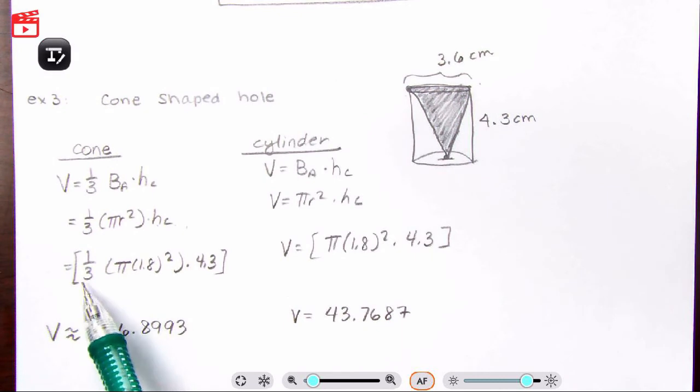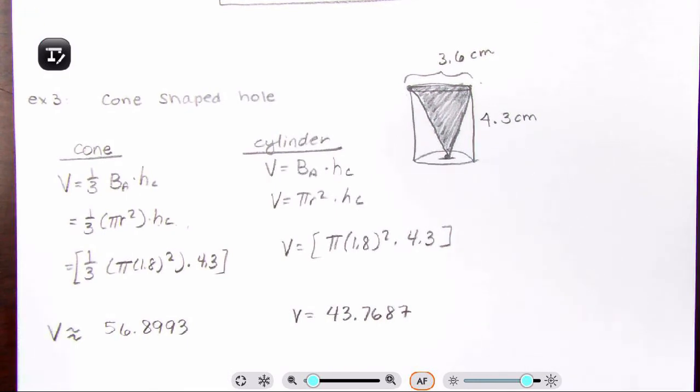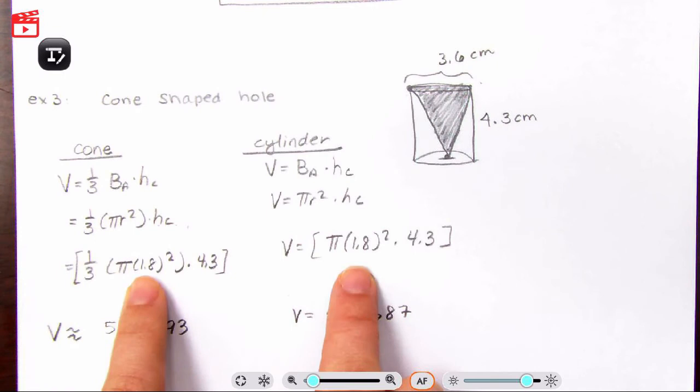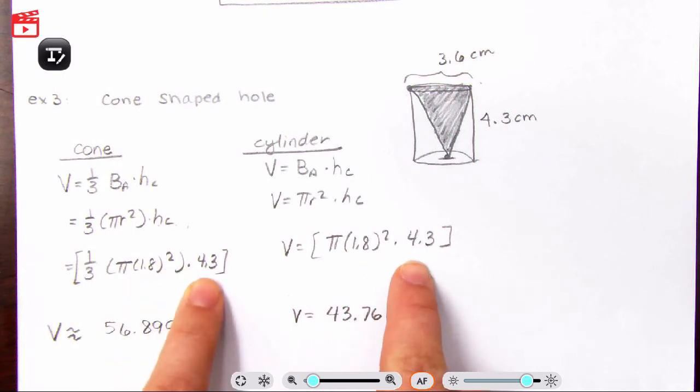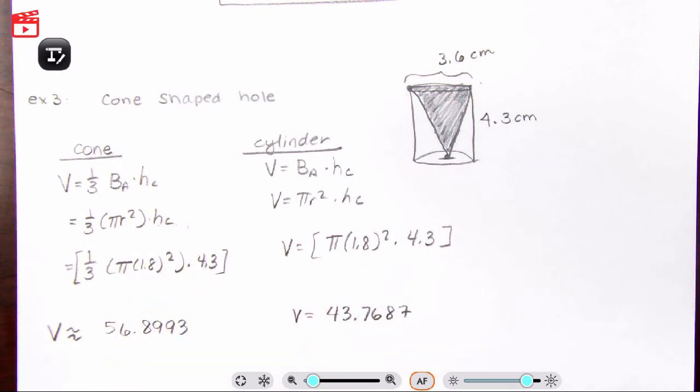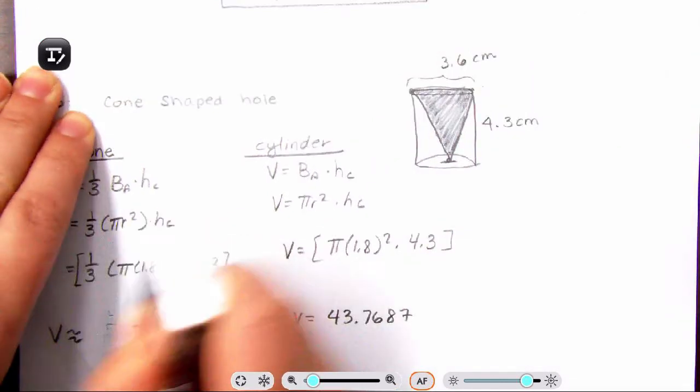I know that a cone is 1/3 of a cylinder, but my cone ended up being larger. So now let's do some detective work and figure out what went wrong. I have my pi, I have my 1.8 squared times 4.3. Okay, so I'm going to retype all of this back into my calculator and see what went wrong. Sometimes you're going to have to do that. Double, triple check your answer. Yeah, much better. Now I get 14.